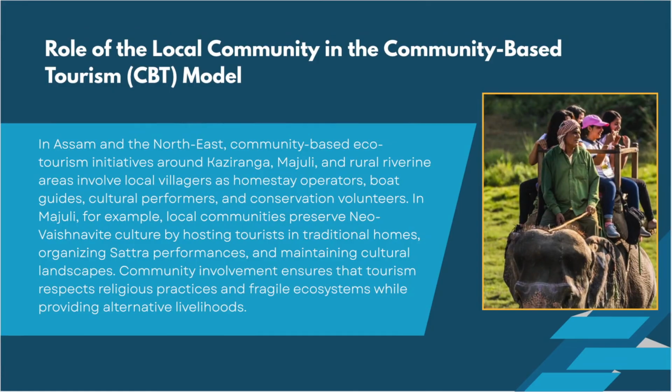In Assam and the Northeast, community-based ecotourism initiatives around Kaziranga, Majuli, and rural riverine areas involve local villagers as homestay operators, boat guides, cultural performers, and conservation volunteers. In Majuli, for example, the local community preserves Neo-Vaishnavite culture by hosting tourists in traditional homes, organizing satra performances, and maintaining the cultural landscape. Community involvement ensures that tourism respects religious practices and fragile ecosystems while providing alternative livelihoods.